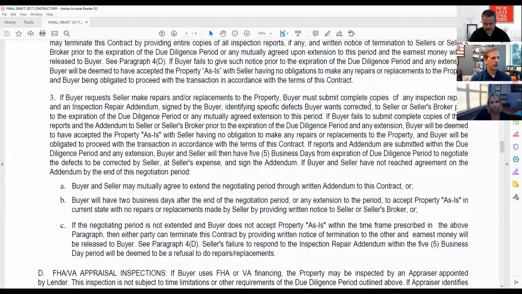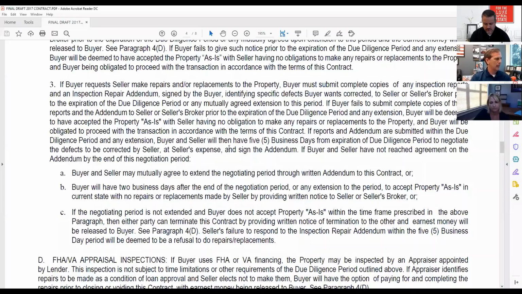Again, if you fail to provide or request repairs, you're deemed to have accepted it. That's kind of repetitive. Once the repair addendum has been submitted, the seller has 5 business days, and this is very important, from the expiration of the due diligence period to negotiate the defects to be corrected by the seller at seller's expense. Buyer has 10 business days to do the due diligence. When that period ends, that begins the period for the seller to determine whether or not they're going to make the repairs requested.